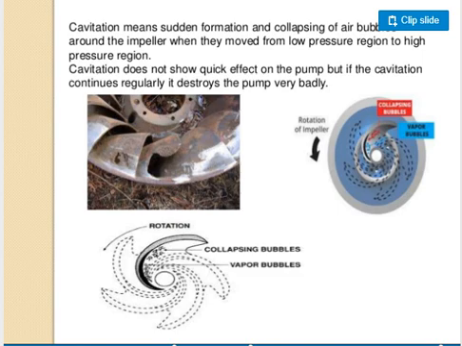Then we discuss cavitation. Cavitation means the sudden formation and collapsing of air bubbles around the impeller when they move from a low pressure region to a high pressure region. Cavitation does not show a quick effect on the pump, but if the cavitation continues regularly, it destroys the pump very badly. And this is the end of today's session.